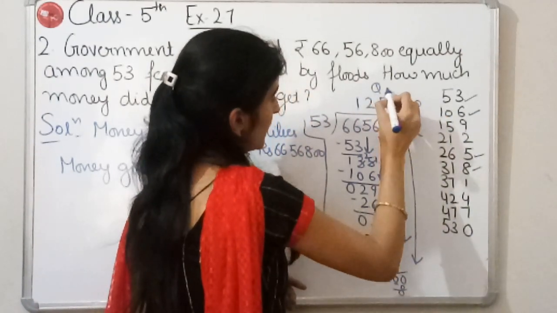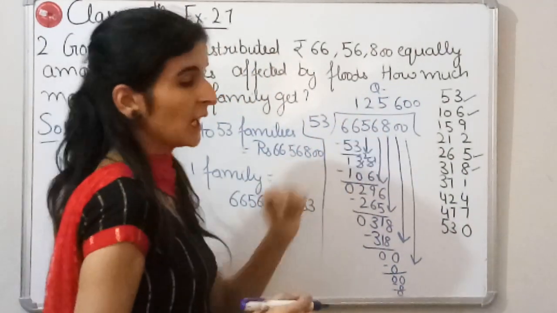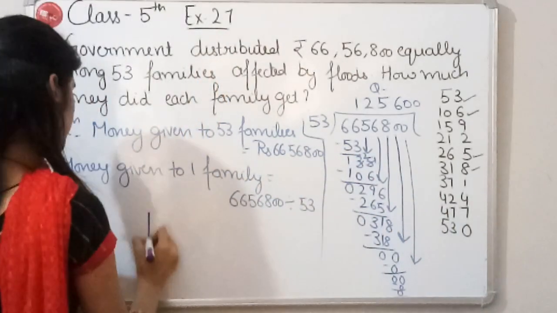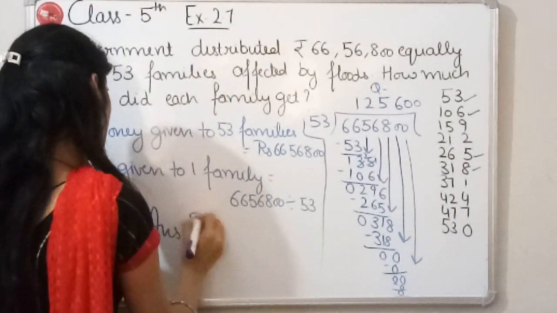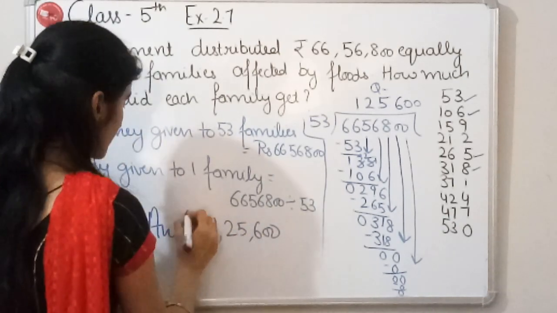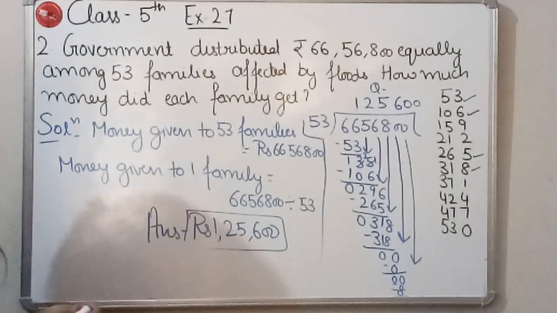So the quotient is 1,25,600. So it means rupees 1,25,600 was given to one family.